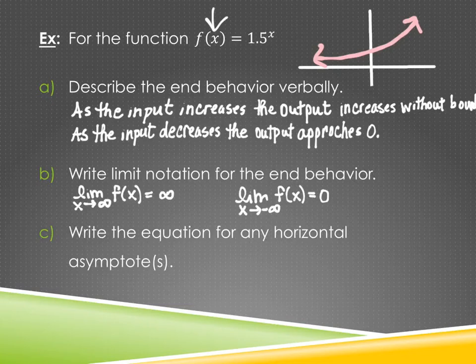Y equals 0. So make sure when you're asked for an asymptote that you write the equation. So don't just write down 0. 0 is not an equation. Y equals 0 would be an equation. X equals 0 would be an equation. Because this is a horizontal line, it'll be y equals 0.